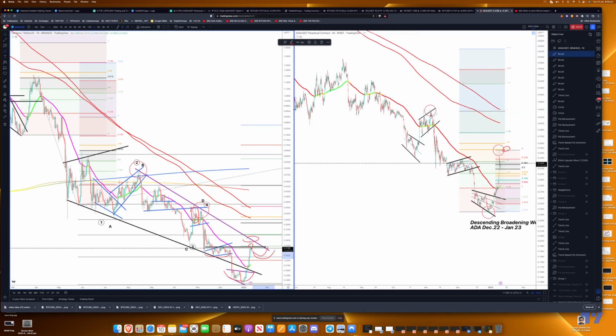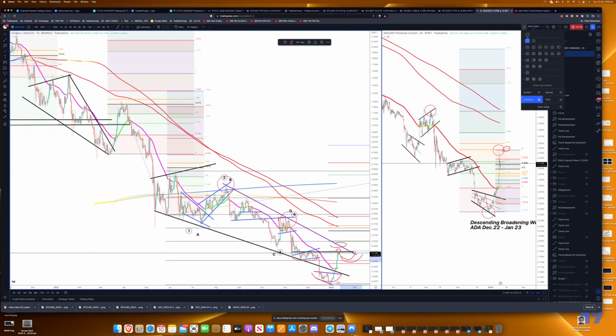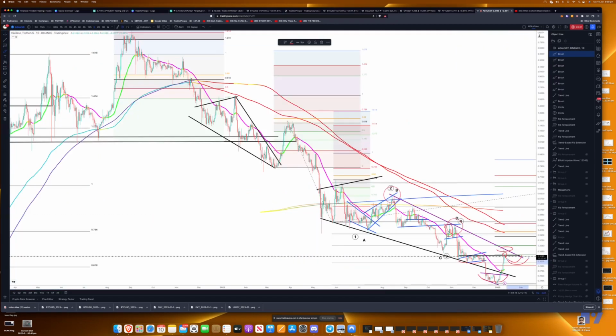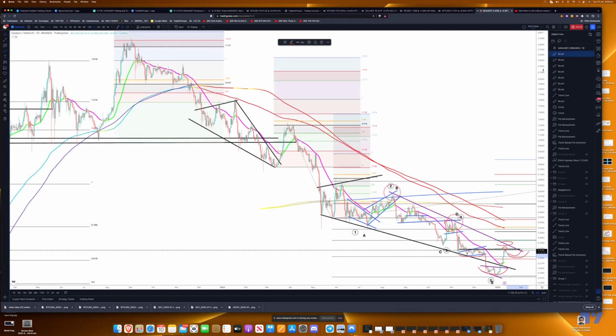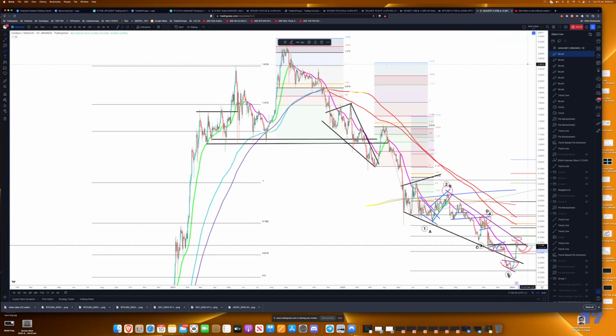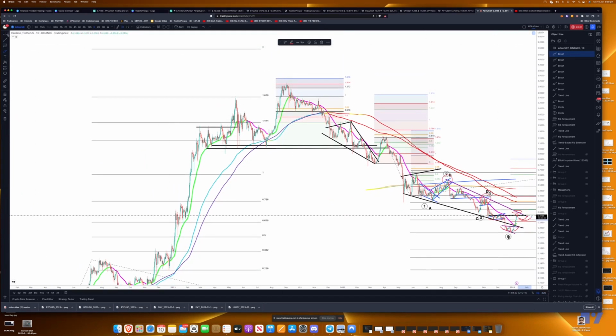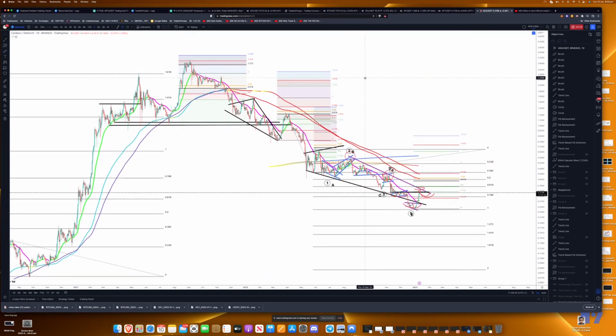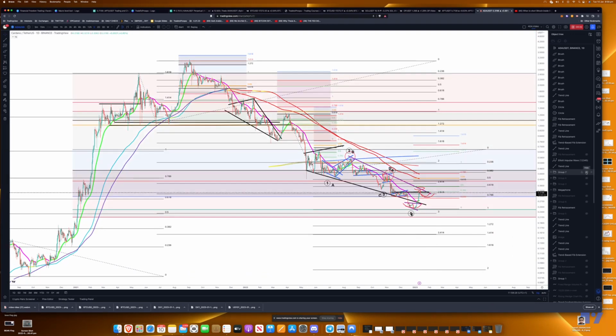Now on the bigger picture, let's just go there and see what we have. I've got a number of formations and levels. That was a strong move for a reason, and let's see if I got it.